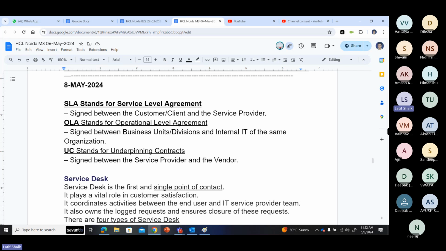I said the client has asked to complete this project in 6 months. When are you going to complete all the requirements? These are the client requirements, so with these requirements, when will you complete it? What timeline is required for the first release? So that is the agreement between the internal IT team and the business owner in the same organization. So OLA is within the organization.